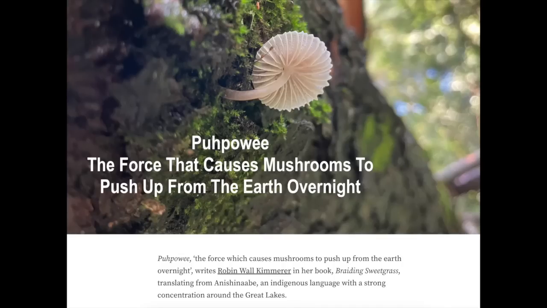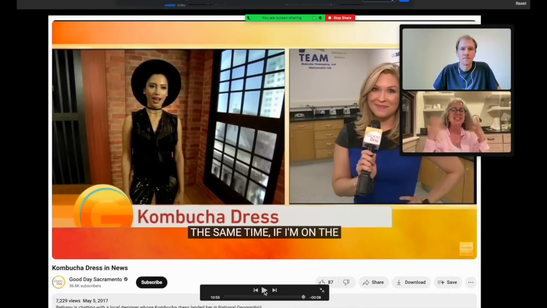Popoi? Yeah, the indigenous Ojibwa word for the force that pushes the mushroom fruiting body up from underneath, overnight. The idea of the heart manifesting these different intentions.